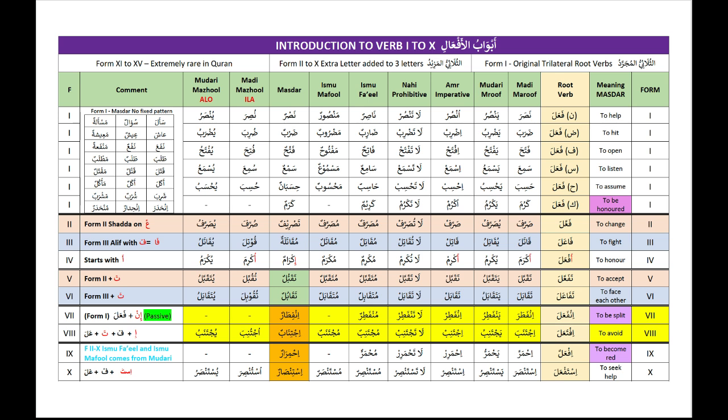Form 8, ifta'ala. Ifta'ala yafta'ilu ifta'il la tafta'il. Mufta'ilun mufta'alun. Ifti'alun uftu'ila yufta'alu. Form 9, if'alla yaf'allu if'alil la taf'alil muf'allun, no maful. Masdar is if'ilalun, no madi majhul, no mudari majhul.